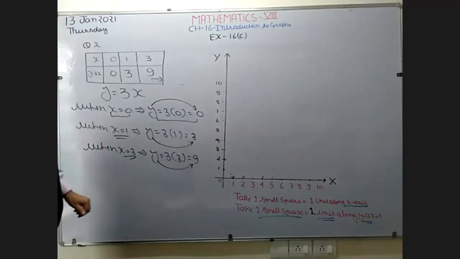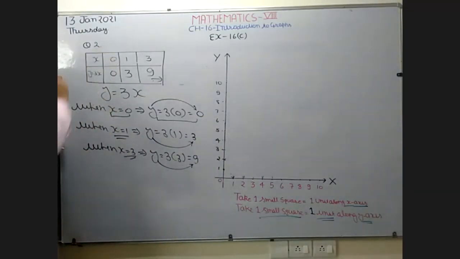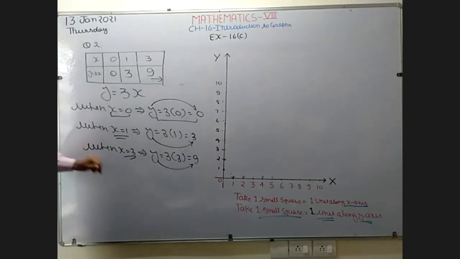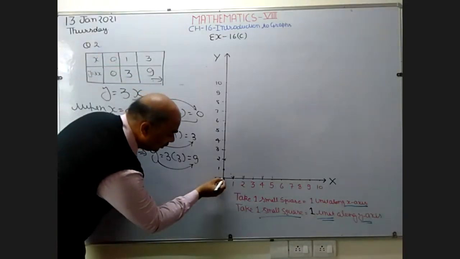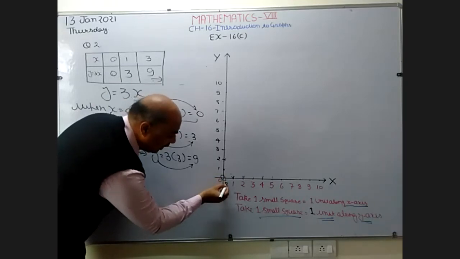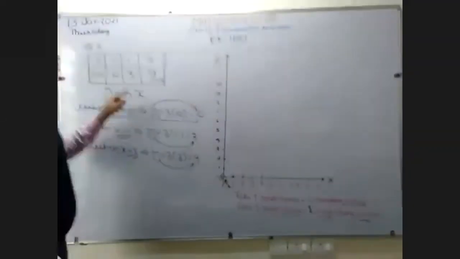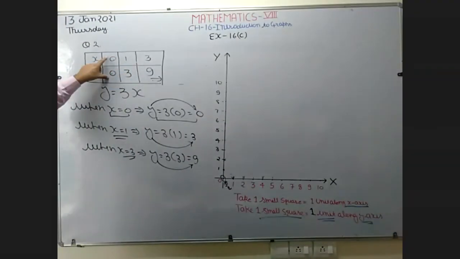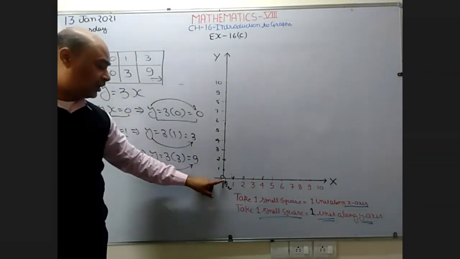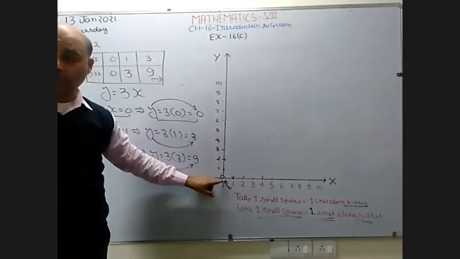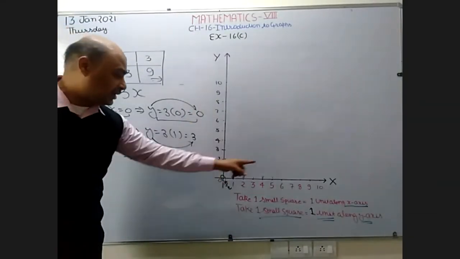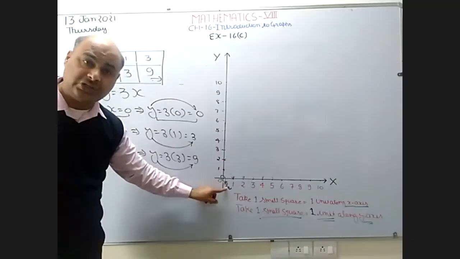Okay. Now what is given? The value of x is 0 and the value of y is also 0. So this is going to be represented by the origin, because at the origin the value of x and the value of y are both 0. So this is going to be the first point of the graph. The first point of the graph is your origin, because at the origin the value of x and y are both equal to 0. Okay.